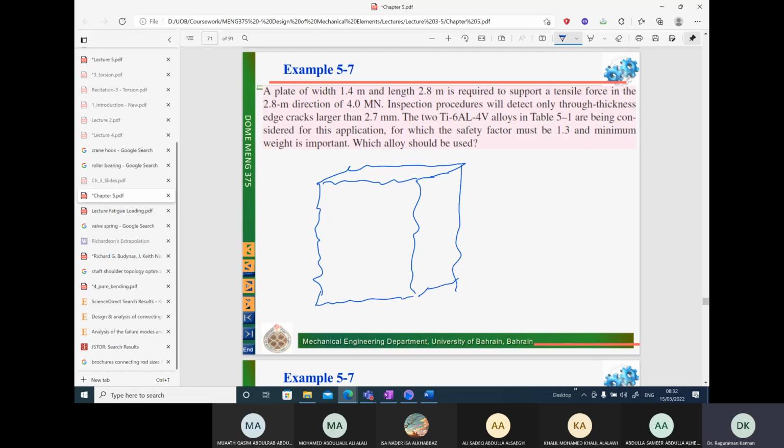So this is the plate we have. It is 1.4 meters width. So clearly we are given this is 1.4. The height is 2.8.